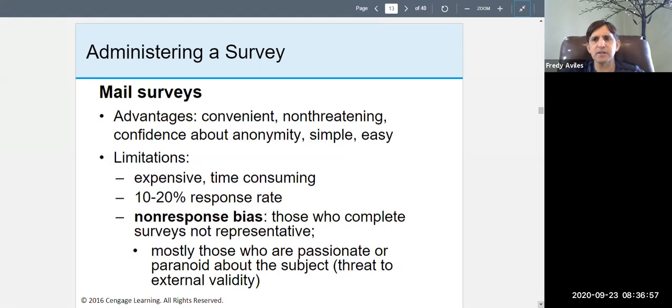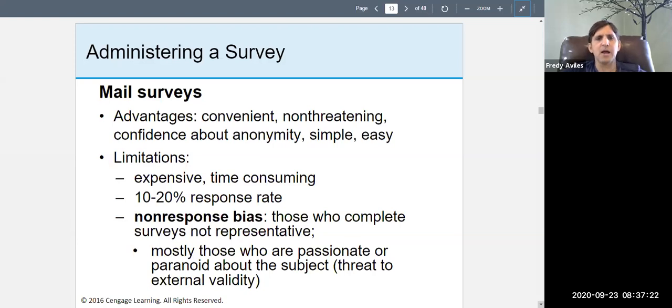Now, administering surveys: how are you going to administer your survey? I just recommend that you do it on the internet, like I said. But there are other options you can use. You can do a mail survey, where you print out your questions, stuff them in envelopes, put stamps on them, and mail them out to a bunch of people.